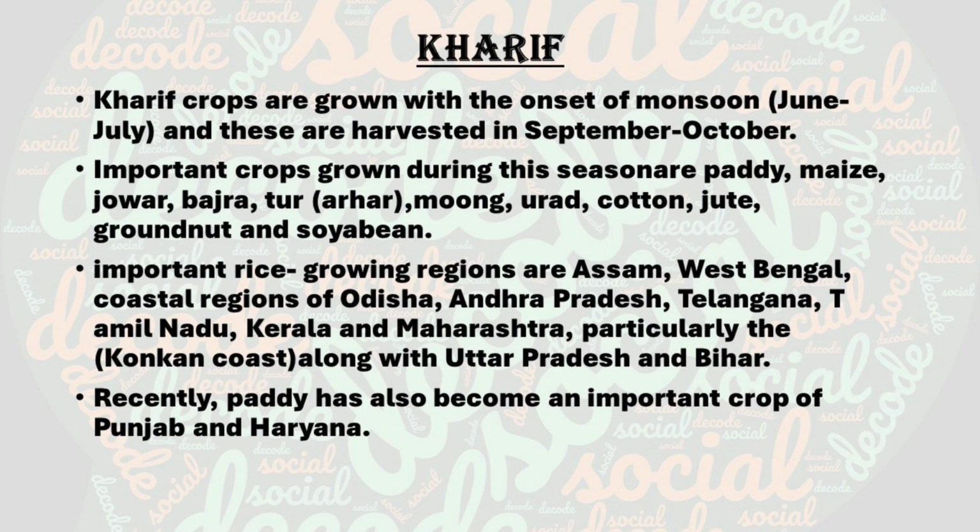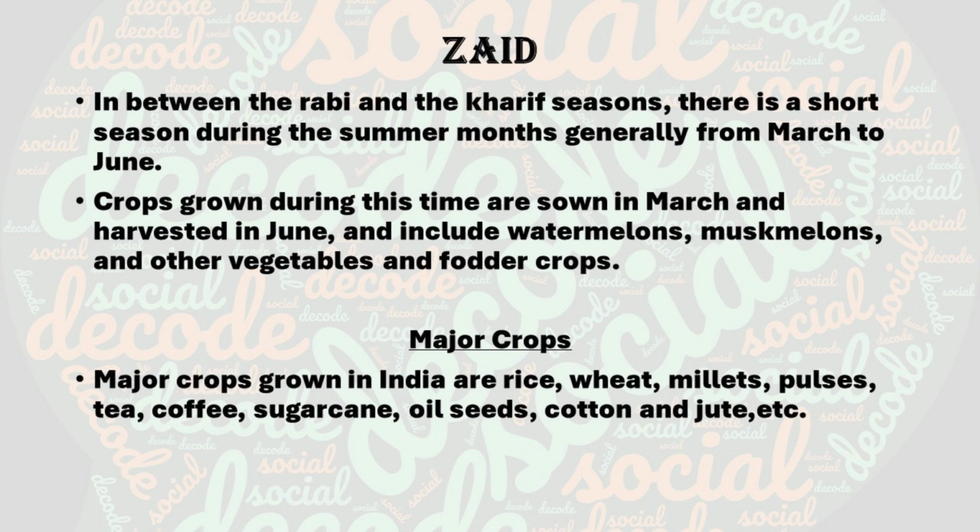The last cropping season is the Zaid crop. These are short duration summer crops between Rabi and Kharif. Examples: watermelon, muskmelon, cucumber, vegetables, and fodder crops.